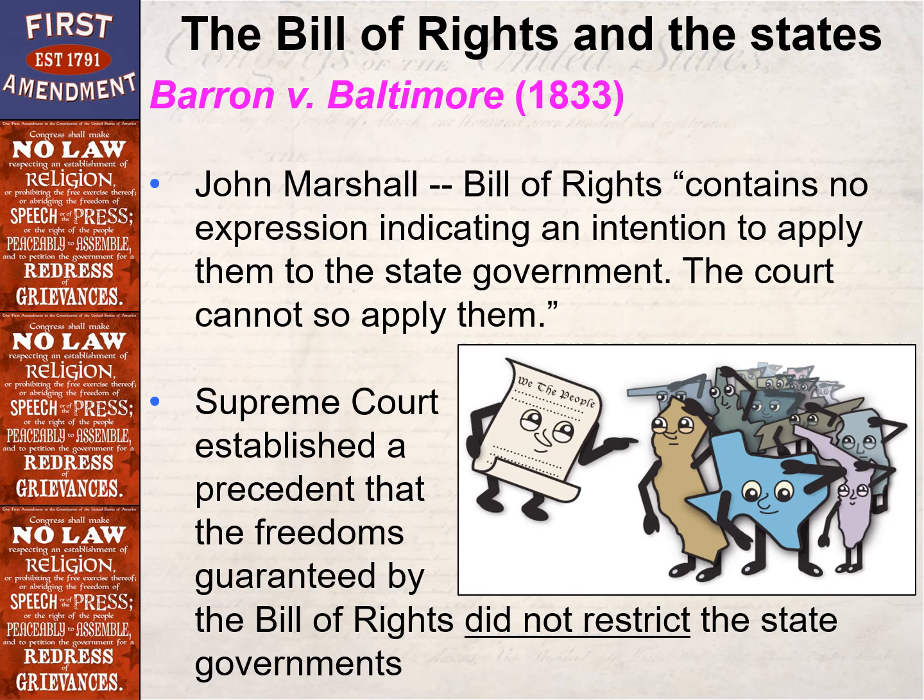Alrighty, so basically what happened in Barron versus Baltimore is John Marshall, the Chief Justice at the time, said that the Bill of Rights really don't have any intention to apply to a state government, and the court can't apply them. In other words, the Bill of Rights really does not restrict state governments, it just restricts the federal government.